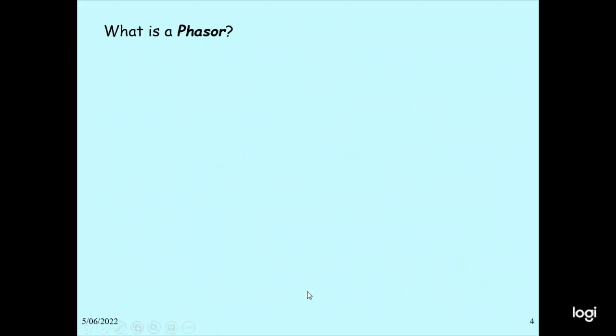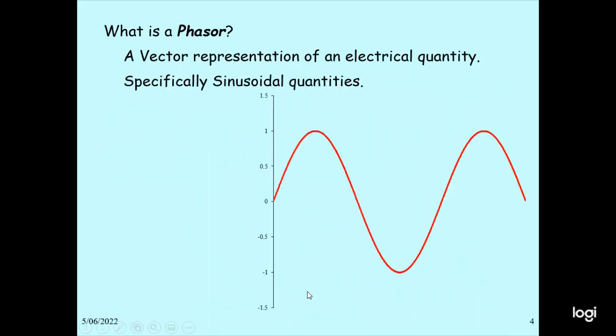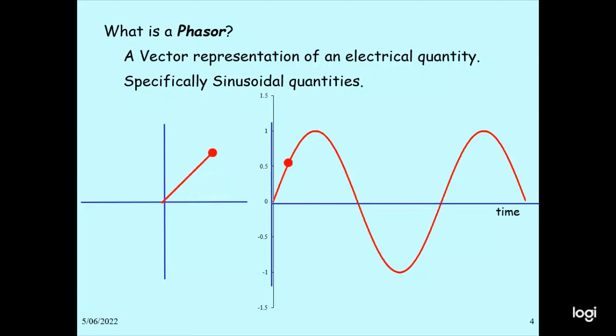What is a phasor? The phasor is a representation of an electrical quantity. This is the sinusoidal quantity. So this will be the waveform here. This is a waveform. So this is the wave angle and the waveform direction, and time moving. This is what the waveform will be going like this.